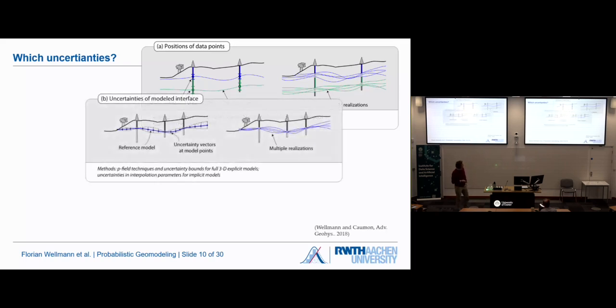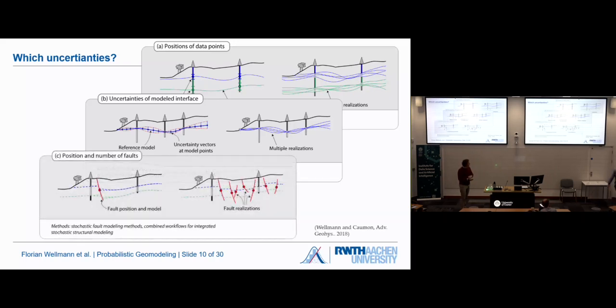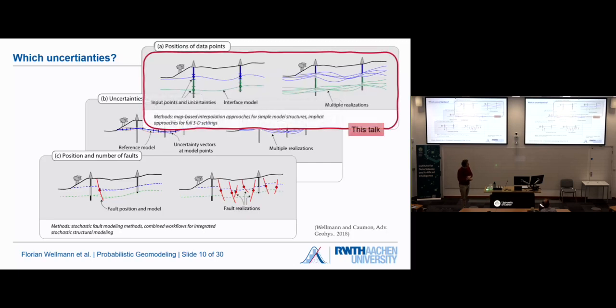Then we have problems of interpolation between data points, which refers in the end to interpolation uncertainty, and also the question, how uncertain are you when you don't have any information? All the way to the position and number of faults. We saw yesterday the talk from Guillaume, on the question of different fault realizations and fault networks. But what I would like to focus on today is really this type of uncertainty, while keeping in mind that there are methods also to address these other types of uncertainties. At the moment, I'm leaving them out and focusing on this part in here.